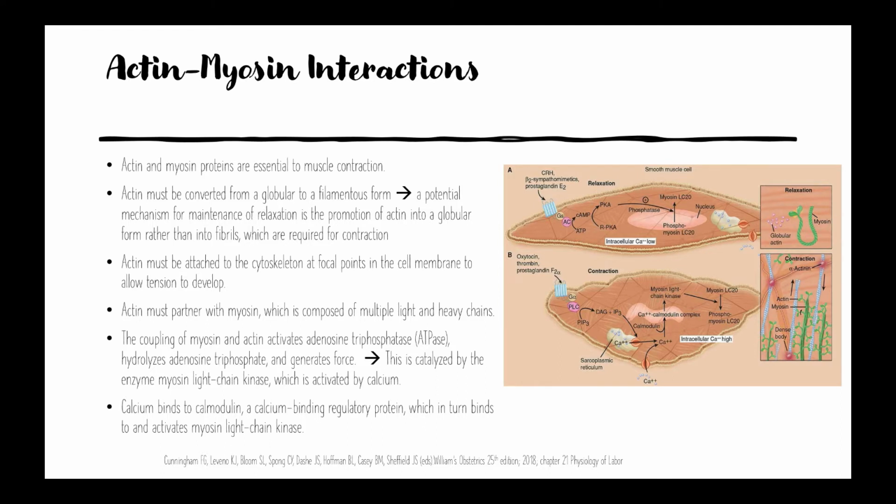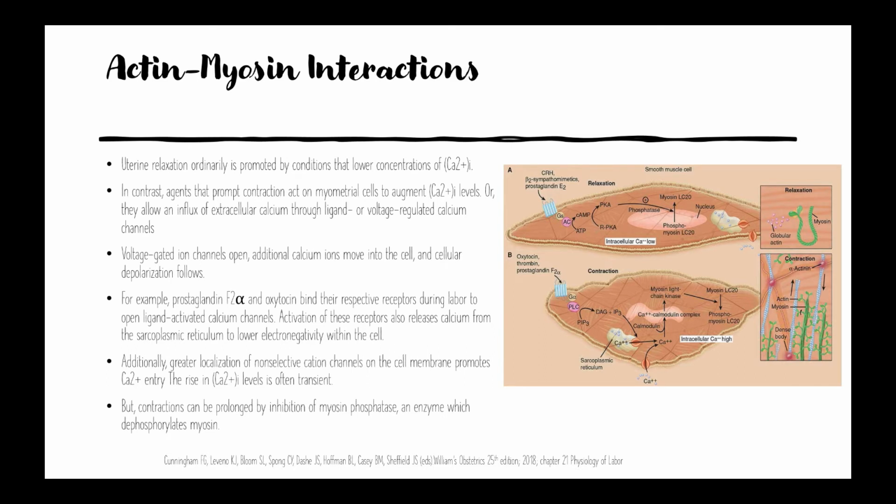The coupling of myosin and actin activates adenosine triphosphatase or ATPase, which hydrolyzes adenosine triphosphate and generates force. Now, this is catalyzed by the enzyme myosin light chain kinase, which is activated by calcium. Calcium binds to calmodulin, this part here. So, calcium binds to calmodulin, a calcium binding regulatory protein, which in turn binds to and activates myosin light chain kinase.